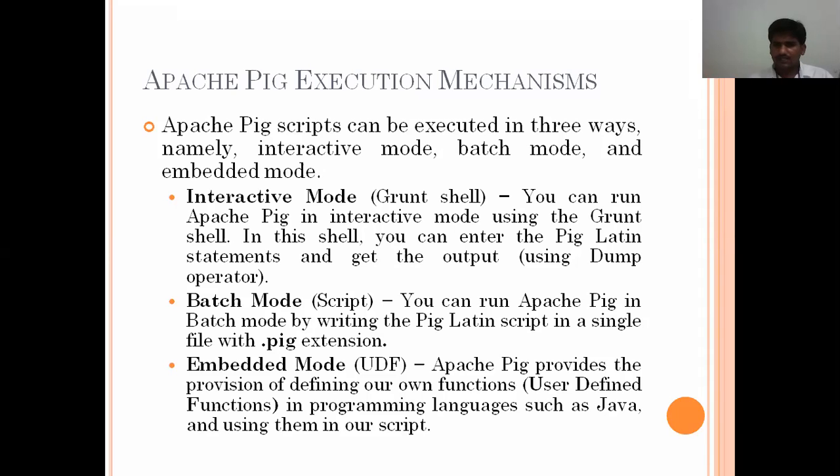Another one is about UDFs. What is the meaning of UDF? User defined functions. That is the main advantage of Apache Pig over Java in the Hadoop system. Apache Pig provides very few lines of code, about 10 lines compared to 200 lines of Java. Apache Pig provides the provision of defining our own functions in programming languages such as Java and using them directly in our script.